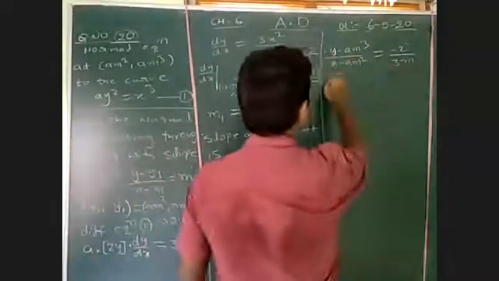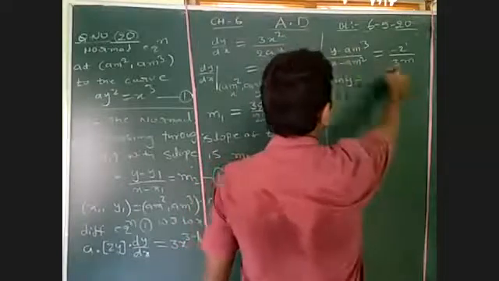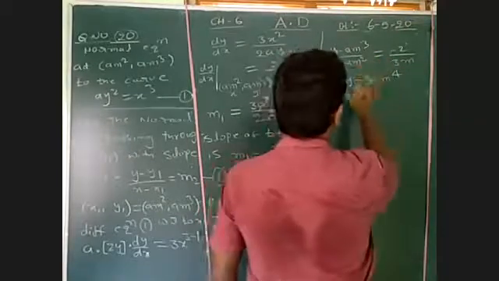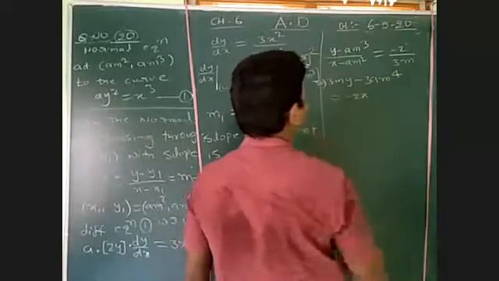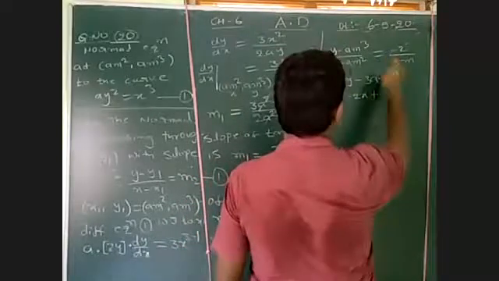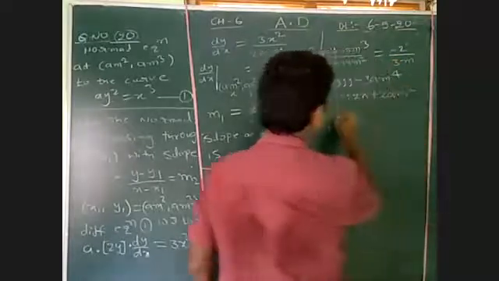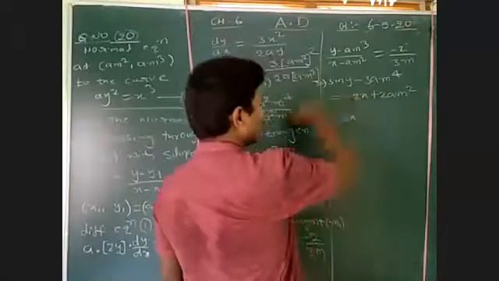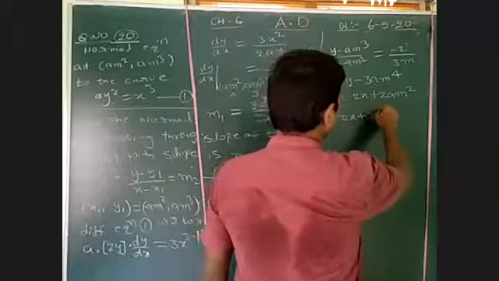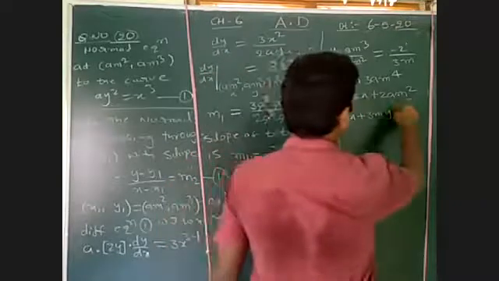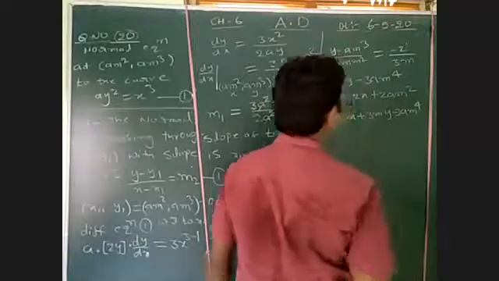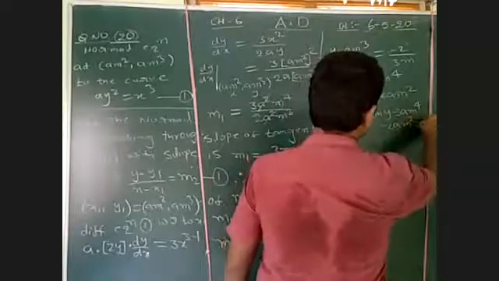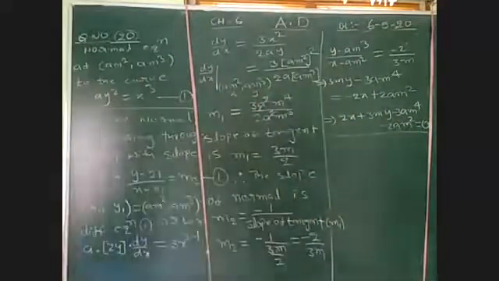So 3m into y, 3my minus 3a m into m cube, m power 4, is equal to minus 2x, minus into minus plus 2a m square. All the values take at one side. So first write x values, minus 2x becomes plus 2x plus 3my minus 3a m power 4, then minus 2a m square is equal to 0. This is the required normal equation.